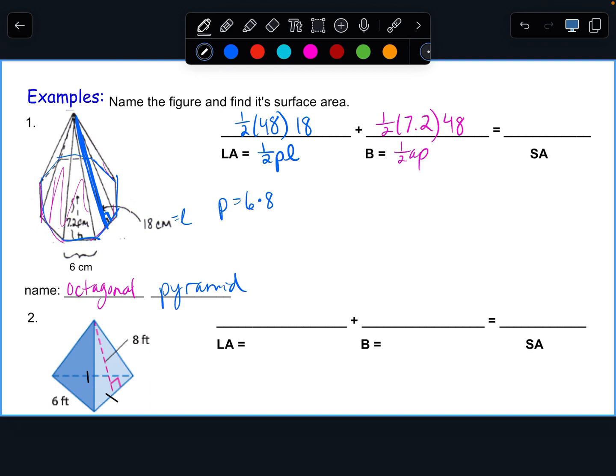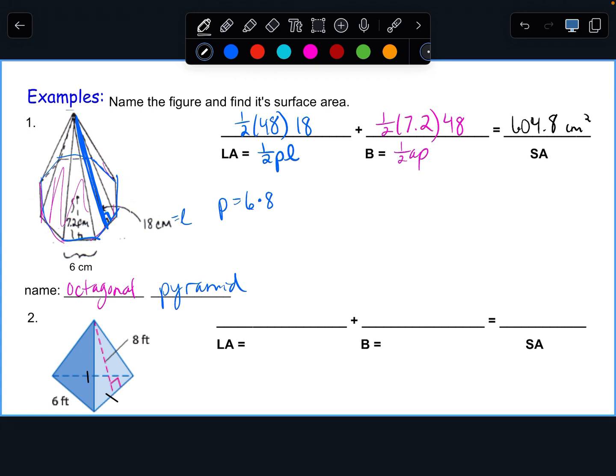Okay. So hopefully that one's not horrible. I got 604.8. What's units? Centimeters. Centimeters squared. So that's the formula for it. So you got to change the formula for the base, yada yada.